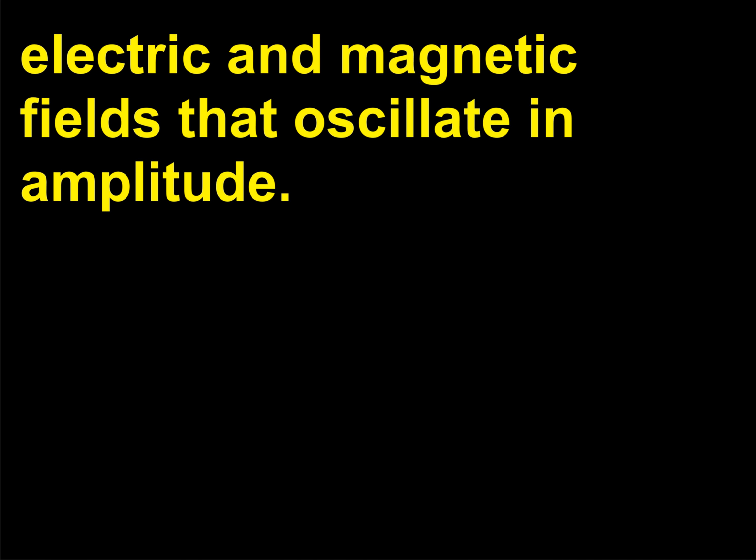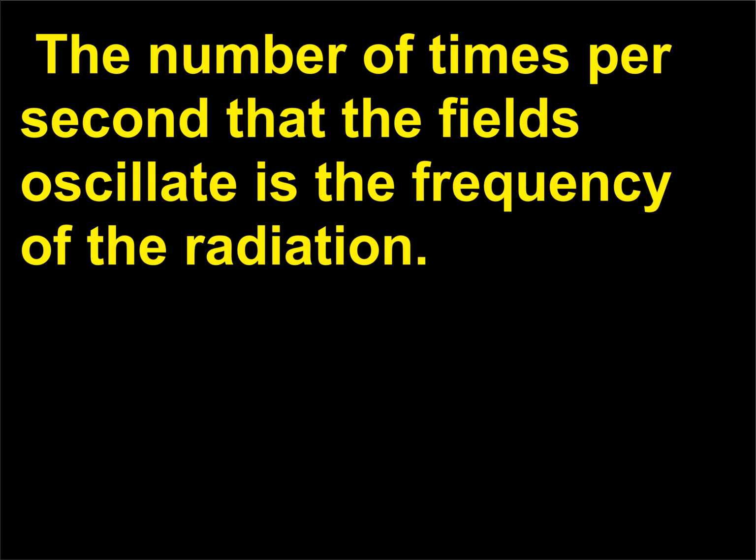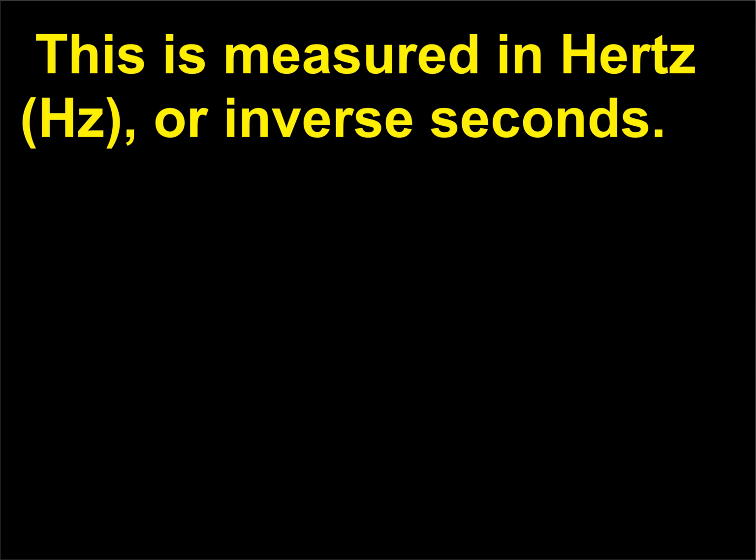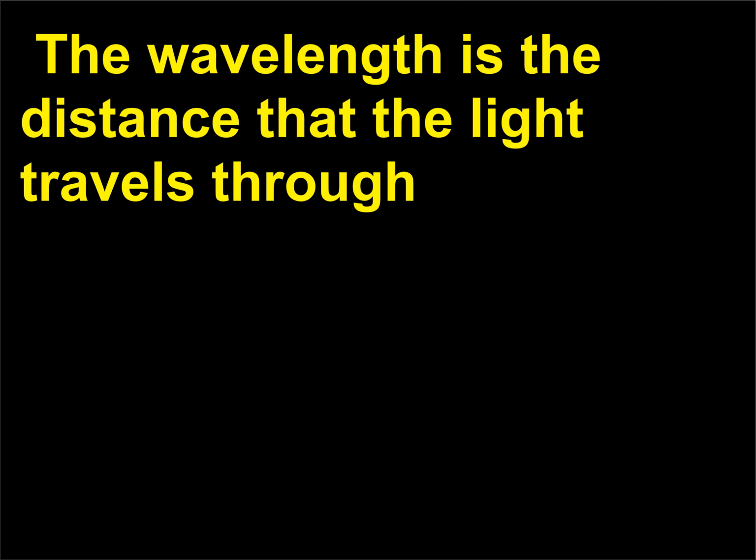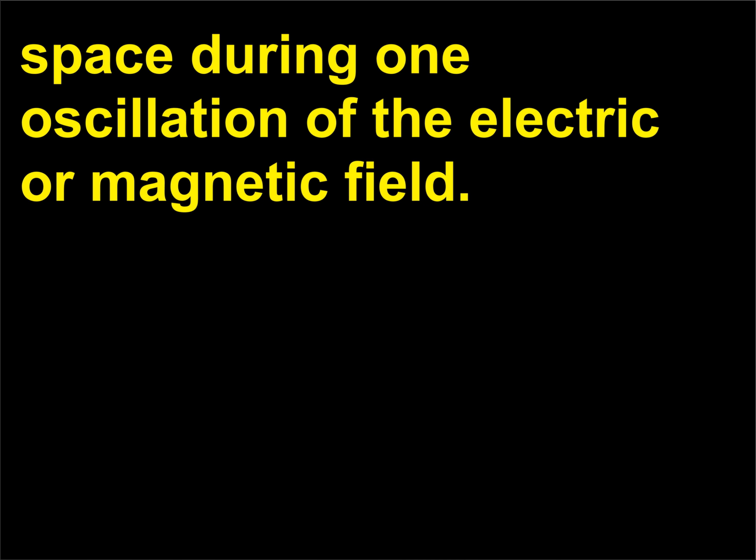Electromagnetic radiation consists of perpendicular electric and magnetic fields that oscillate in amplitude. The number of times per second that the fields oscillate is the frequency of the radiation. This is measured in hertz, or inverse seconds. The wavelength is the distance that the light travels through space during one oscillation of the electric or magnetic field.